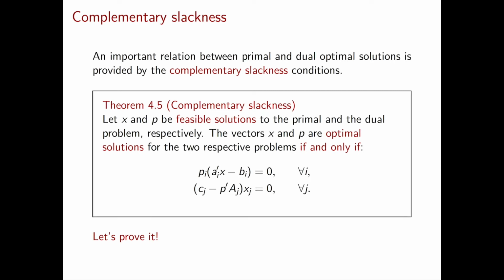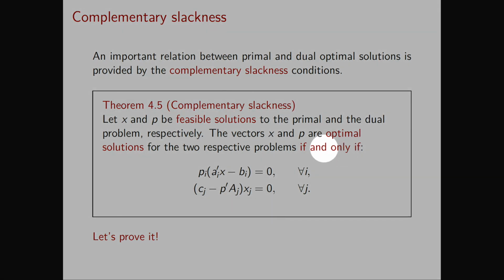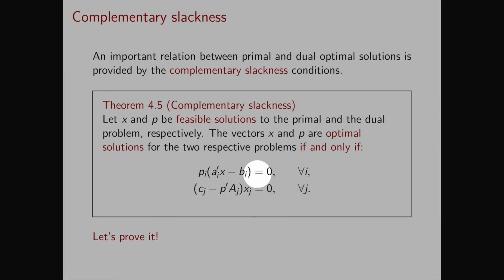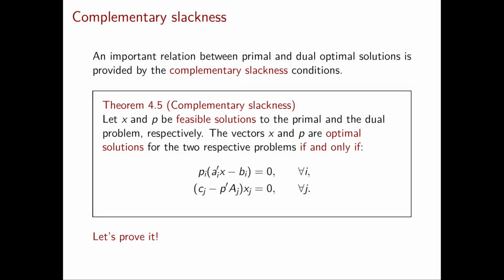In particular, similarly to corollary 4.2, this theorem allows us to prove that two feasible solutions x and p are optimal. This, of course, is only the direction from right to left of this if and only if. In this case, to prove that x and p are optimal, we need to check that they are feasible and that they satisfy the complementary slackness conditions. Now let's prove the complementary slackness theorem.